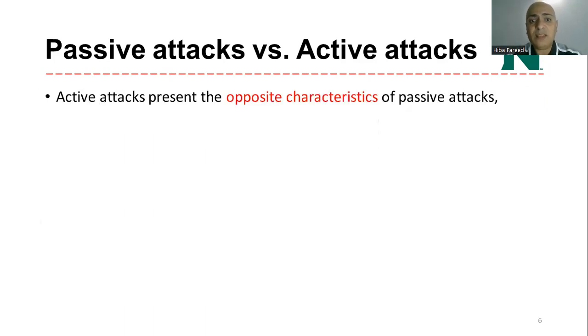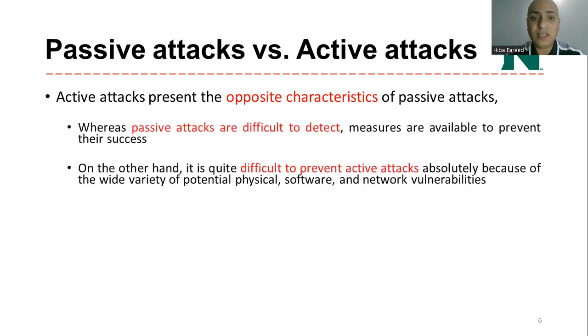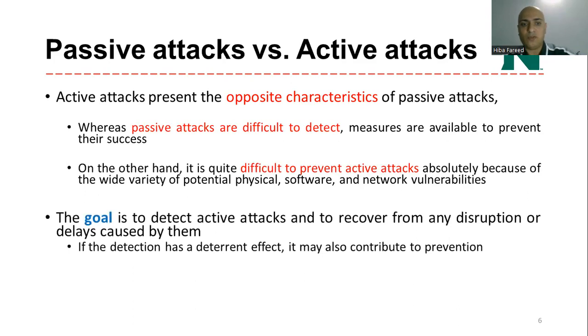From that point, the active attack presents an opposite characteristic to the passive attack. It means the passive attack is difficult to detect because we cannot easily figure out who is listening to us, while the active attack is difficult to prevent because it causes some harm, and we need firewalls and many other tools to prevent our system from all those kinds of attacks. So the main goal is to detect the active attack and recover from it and from any disruption caused by that type of attack.